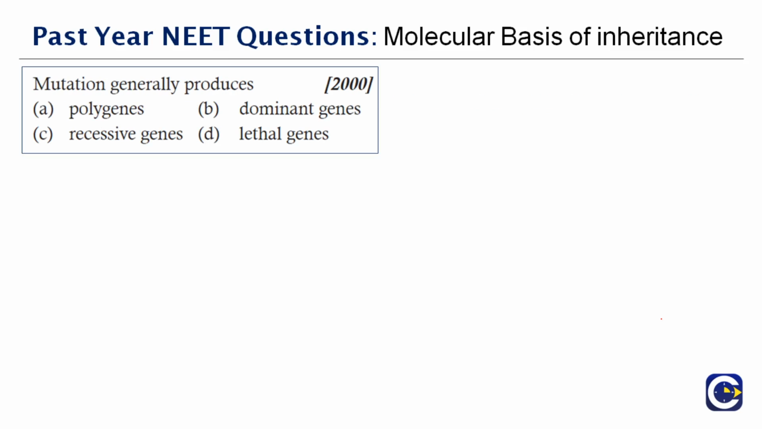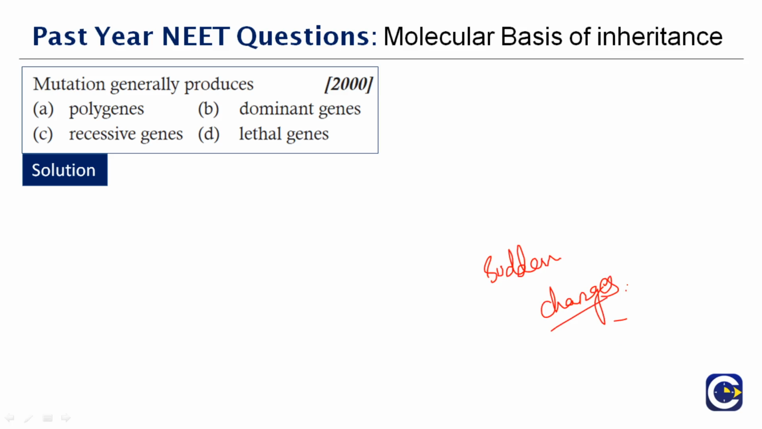Next question, mutation generally produces dash. So what did I say? What is a mutation? They are sudden changes, right? So what comes here? They might not be favorable. So they are actually called lethal genes.